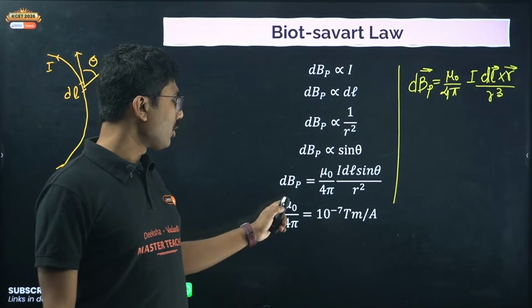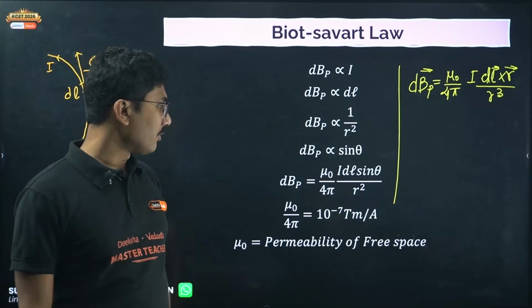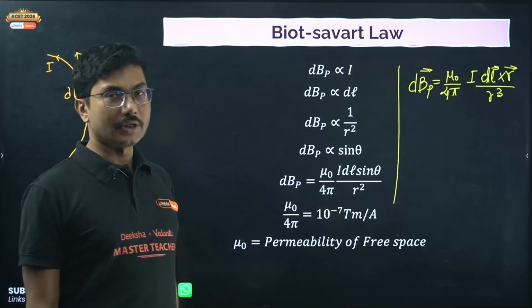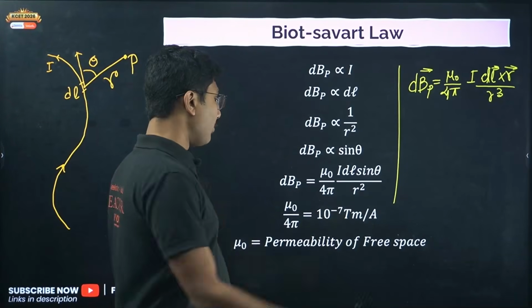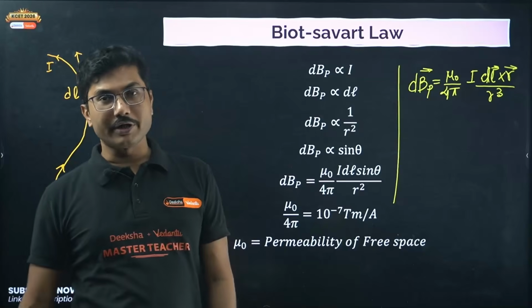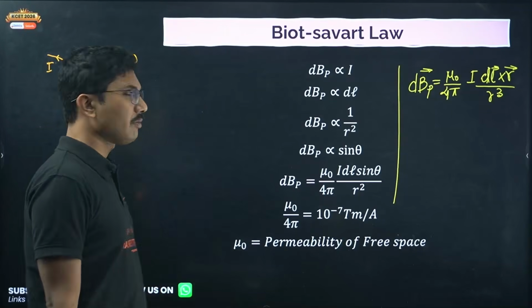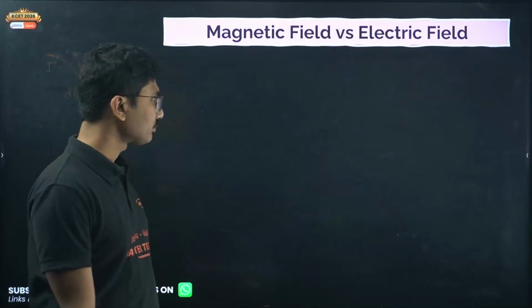Mu naught by 4 pi is called the permeability of free space, and its value is 10 to the power of minus 7 Tesla meter per ampere. From here mu naught can be calculated. Mu naught is 4 pi into 10 to the power of minus 7. Clear?